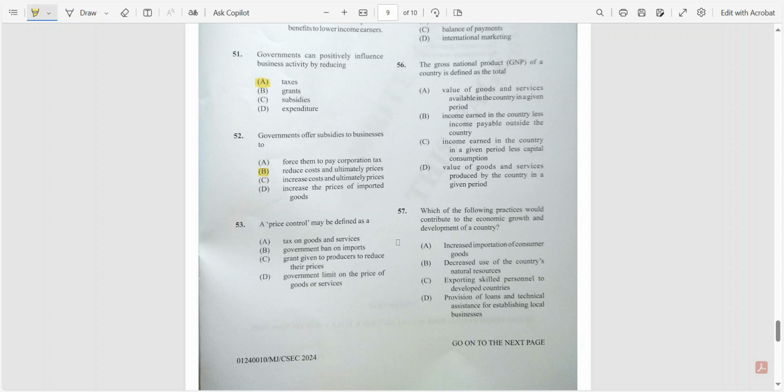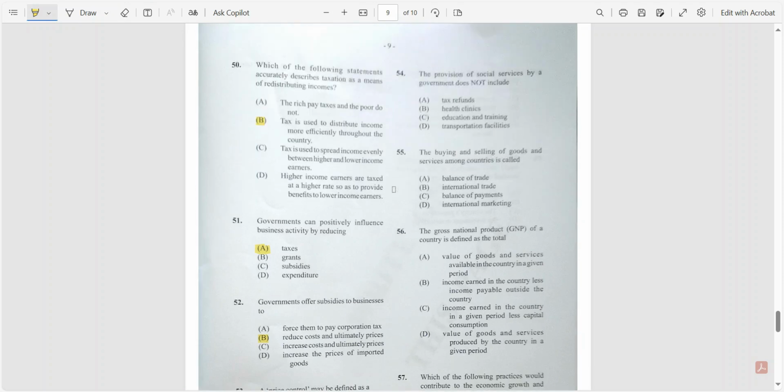A price control may be defined as tax on goods and services, government ban on imports, grants given to producers to reduce their prices, or government limit on the price of goods and services. And 53 is D. They put a limit to what the price can be for a product or a service. The provision of social services by the government does not include tax refunds, health clinics, education and training, or transportation facilities. 54 is A. Tax refunds. The buying and selling of goods and services among countries is called balance of trade, international trade, balance of payments, or international marketing. 55 is B.